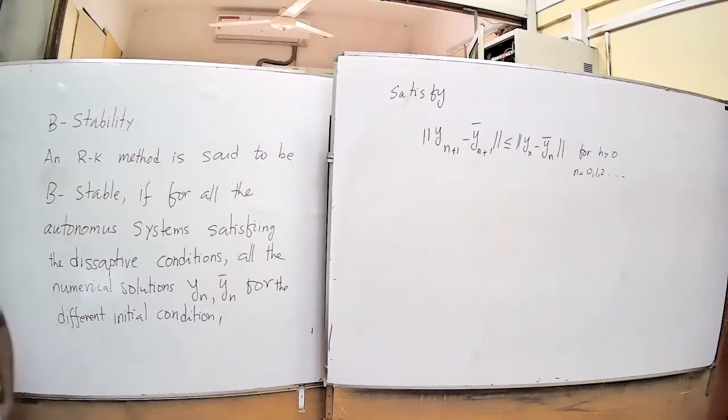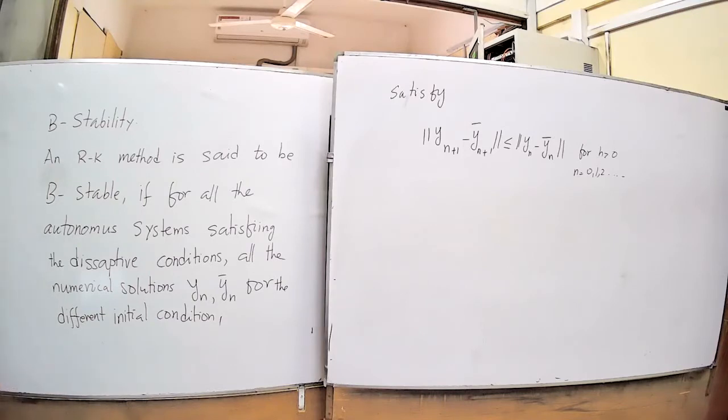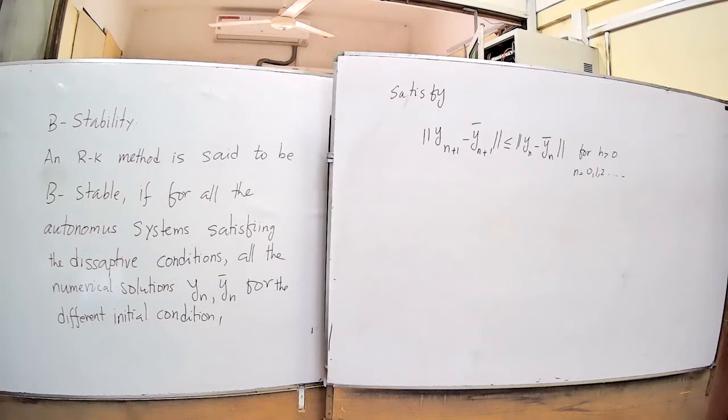So in that case, if we have such a condition, then we call it B stability, right? In general, for two different initial values, when the initial values are close enough, then when the solutions are close enough, we call the method stable. That is how we regularly define the stability case, right? But here it is B stability because it is associated with this dissipative condition as well.